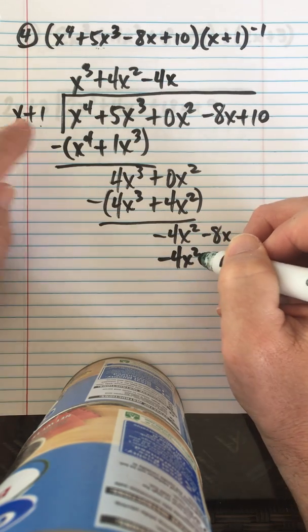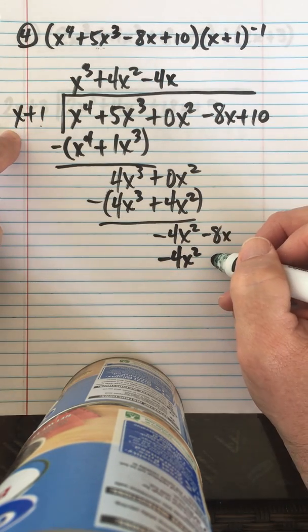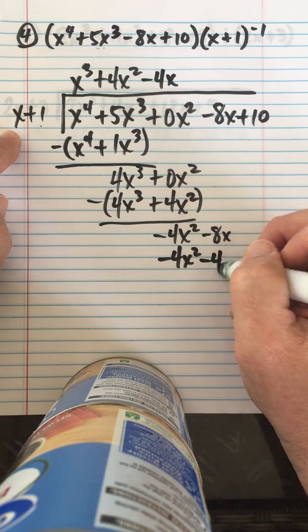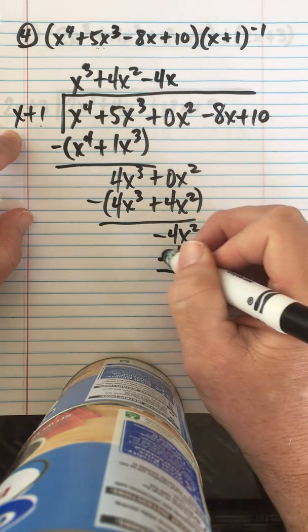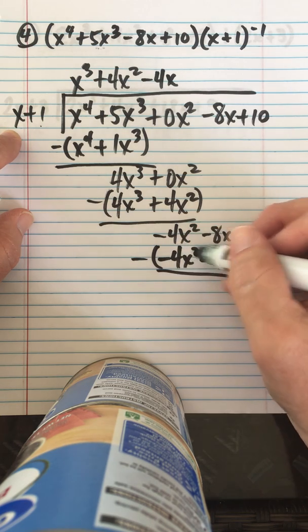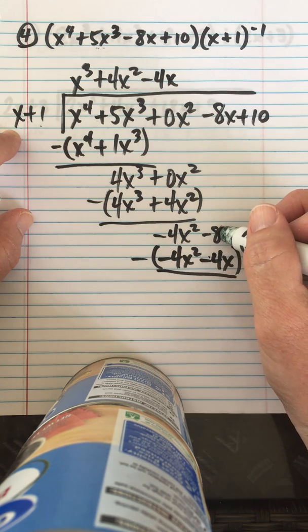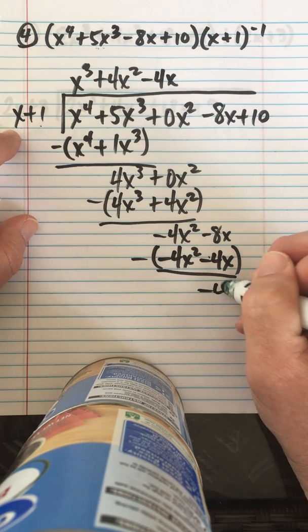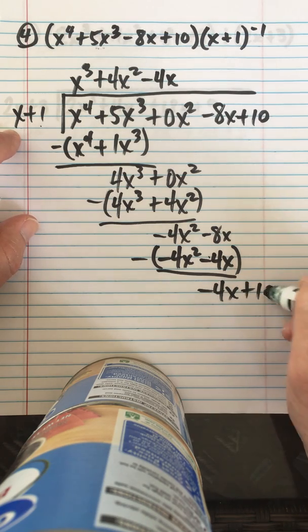Multiply it times both of these things in the front. Gives you a negative 4x squared and a negative 4x. Don't forget you're subtracting those off. Those go away. Negative 8 minus a negative is a plus sign. So that's negative 8 plus 4. That'd be a negative 4x plus 10.